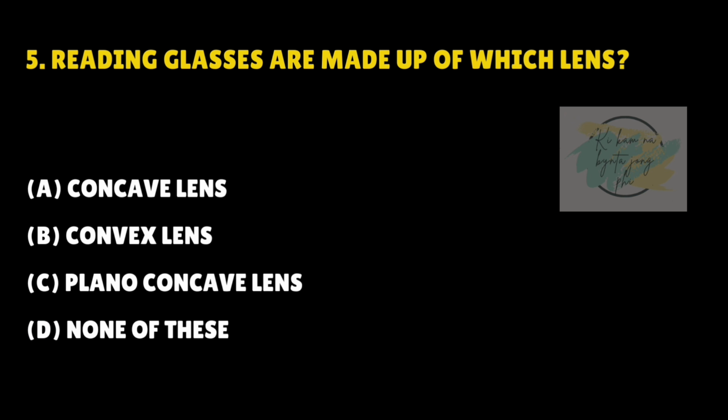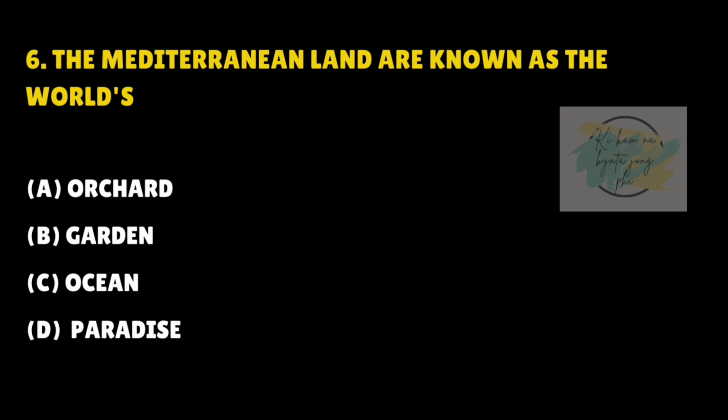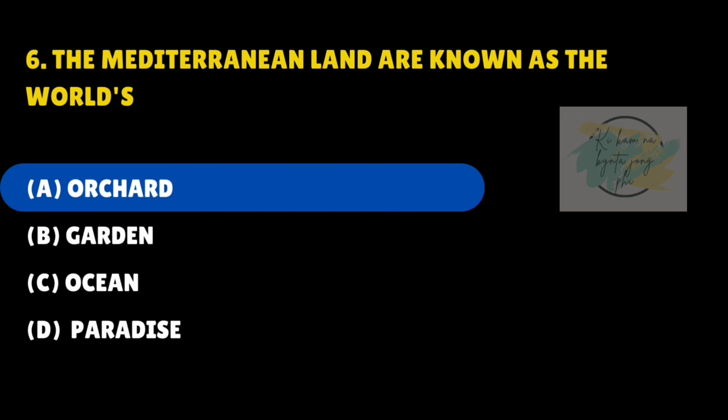Reading glasses are made up of which lens? Answer is B. Convex lens. The Mediterranean lands are known as the world's? Answer is A. Orchard.